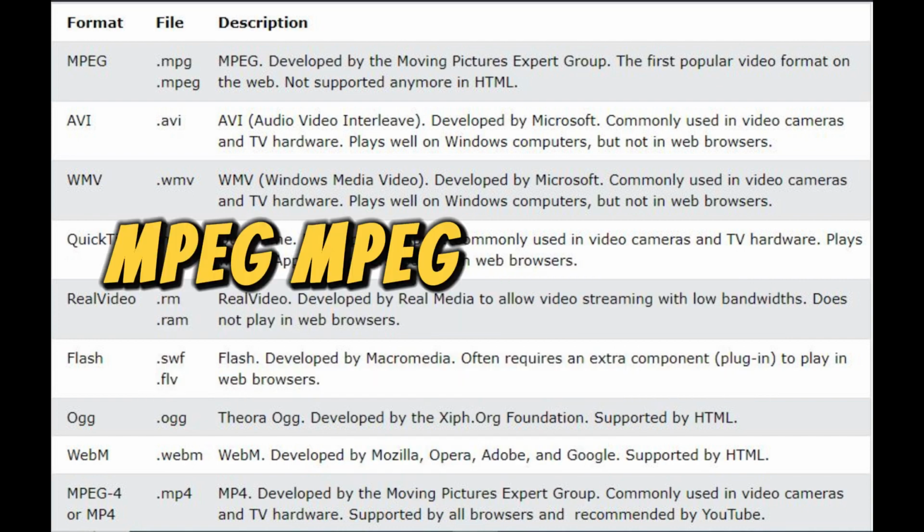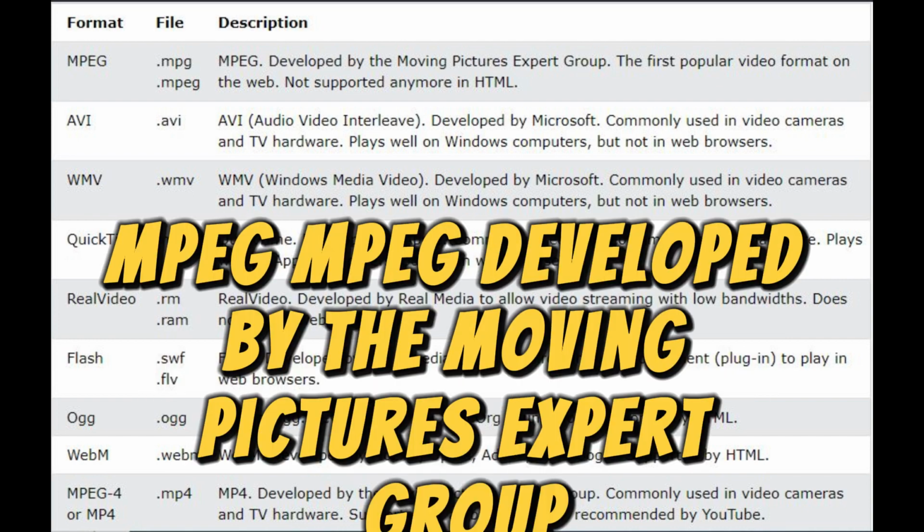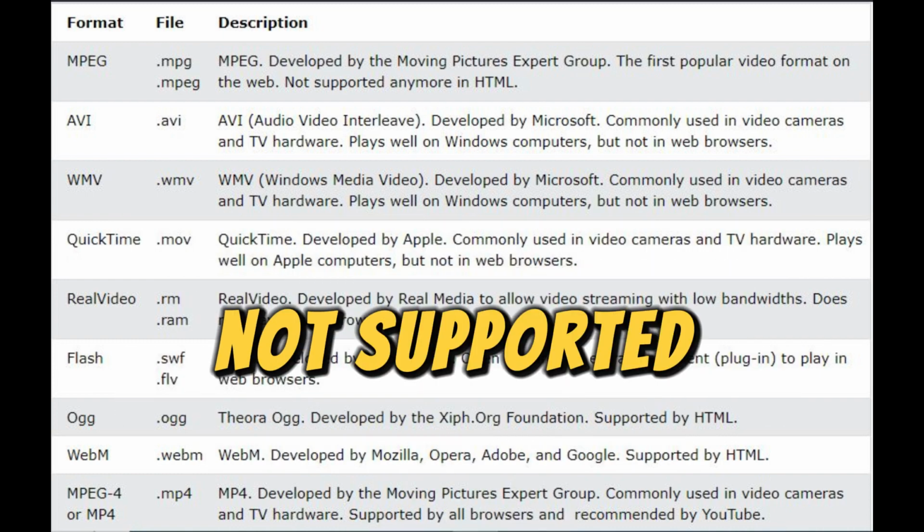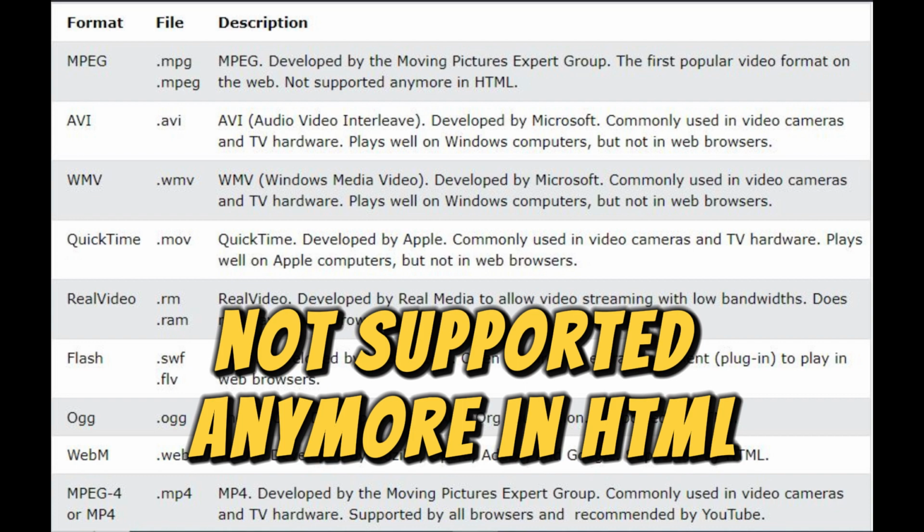M-JPEG. M-JPEG was developed by the Moving Pictures Expert Group. The first popular video format on the web. Not supported anymore in HTML.